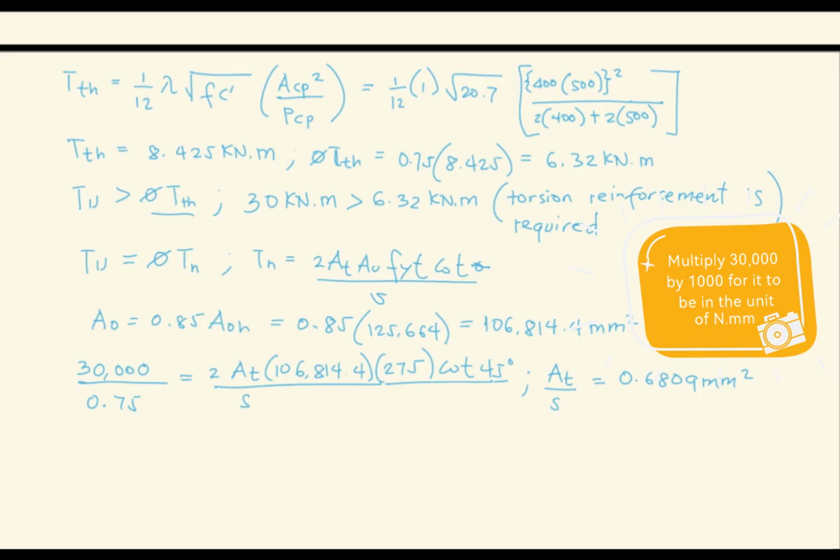Noting that At is the cross-sectional area of one leg of the stirrup, then we have pi over 4 times 12 squared divided by s equal to 0.6809. This will give us a value of s equal to 166.106 mm.